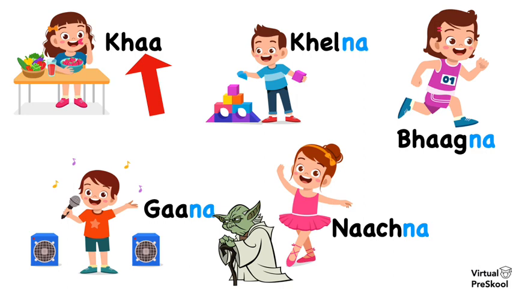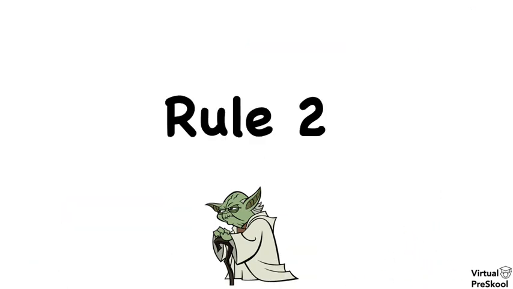First, let's see how these other verbs become unbalanced once we chop off the na. Khelna means to play. When we chop off the na, it becomes khel. Bhagna means to run. When we chop off the na, it becomes bhag. Gana means to sing. And when we chop off the na, it becomes ga. Nachna means to dance. And when we chop off the na, it becomes nach.